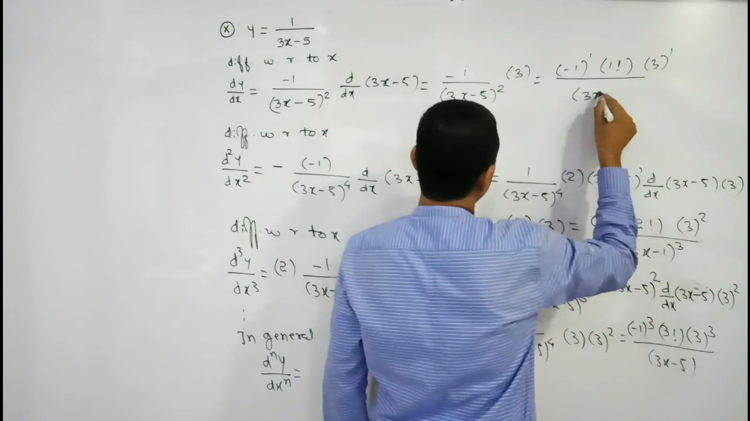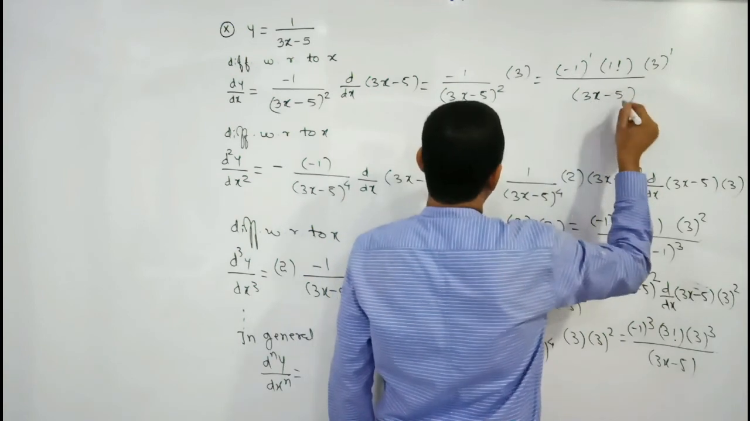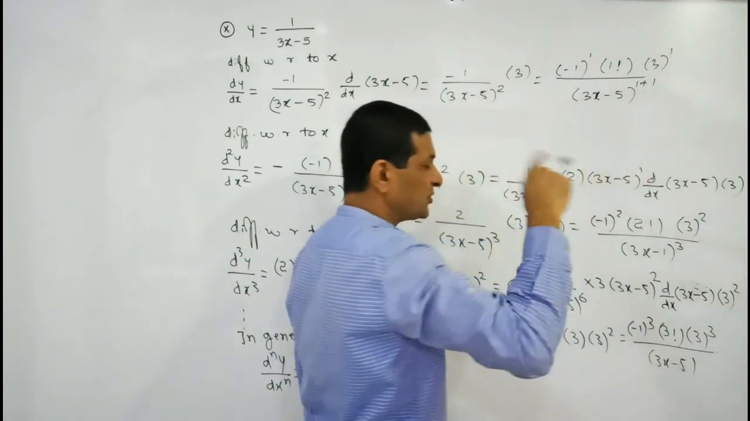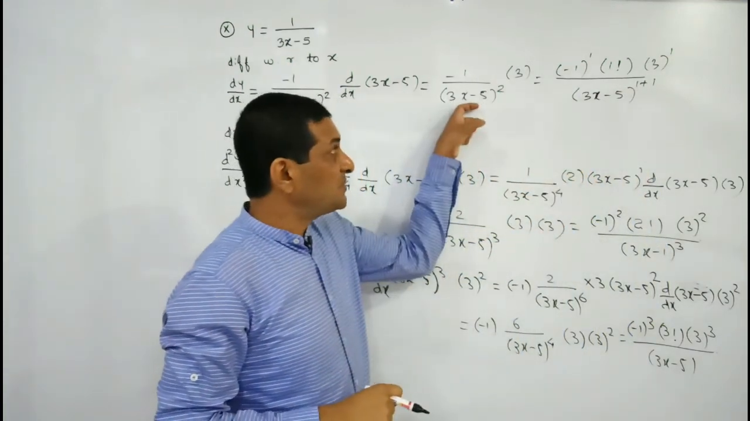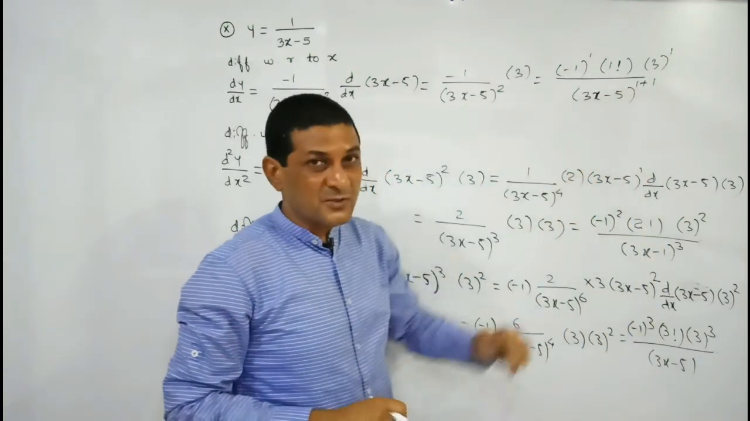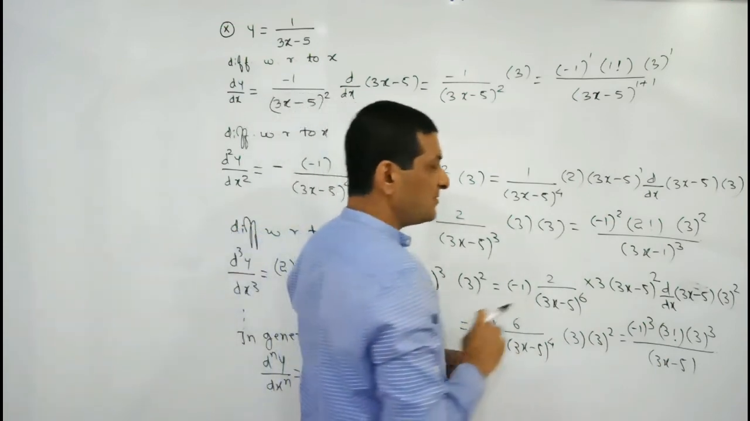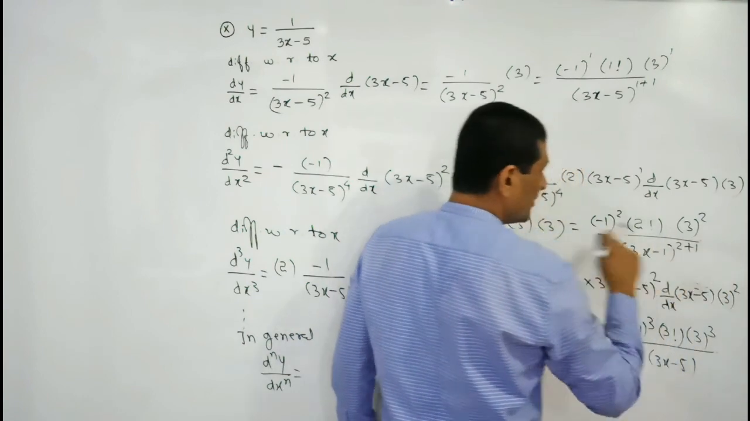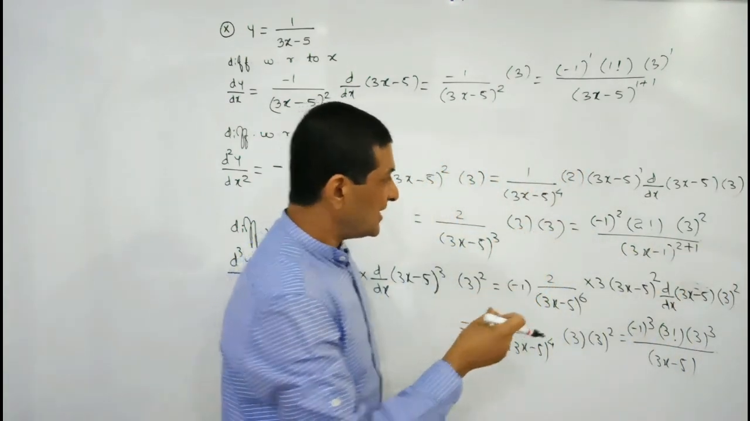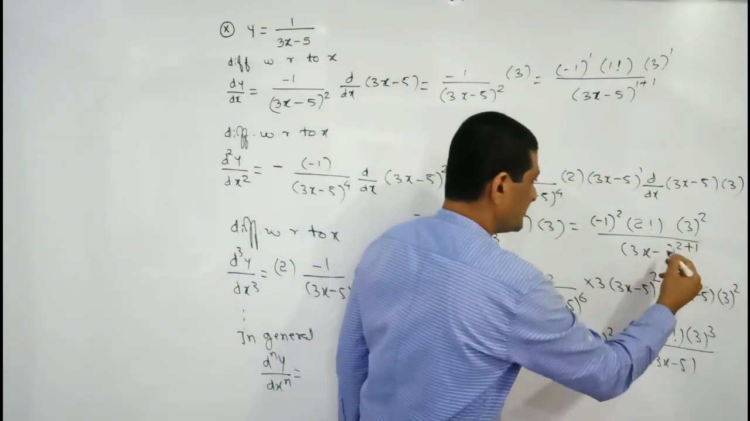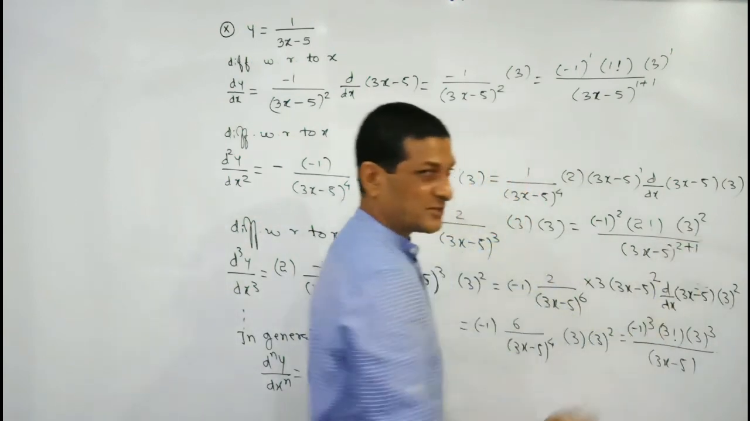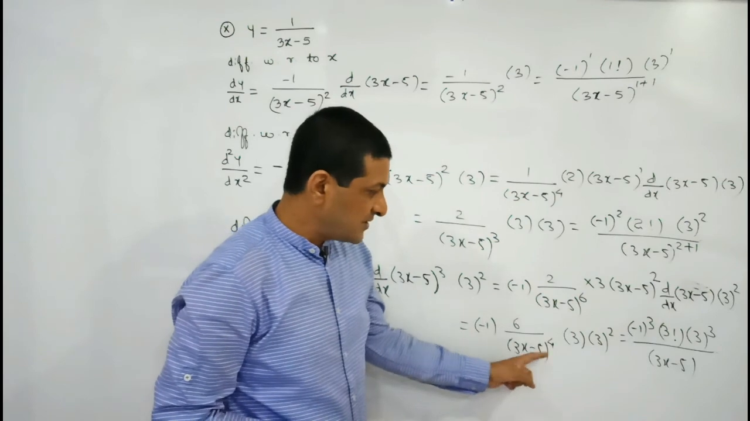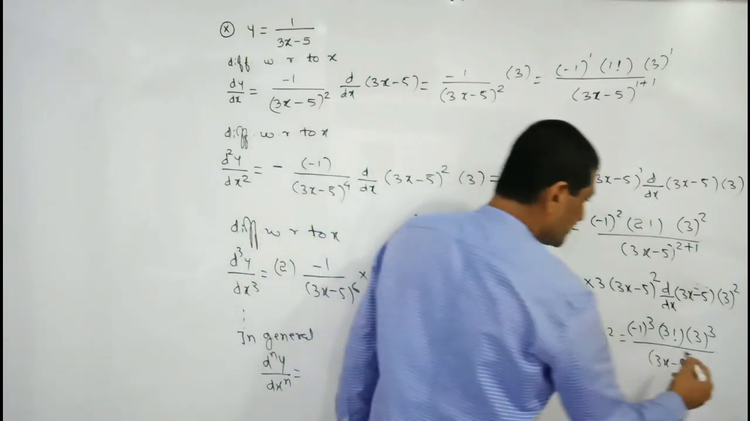So can I write this power of 3x minus 5 as 1 plus 1? Isn't it? Means in first order derivative, what is the power of 3x minus 5? It's 1 plus 1. Now in the second order derivative, here we have got cube. Can I write it as 2 plus 1? Means in the second order derivative, power of 3x minus 5 is 2 plus 1. In the third order derivative, what is the power of 3x minus 5? 4. Can I write it as 3 plus 1?